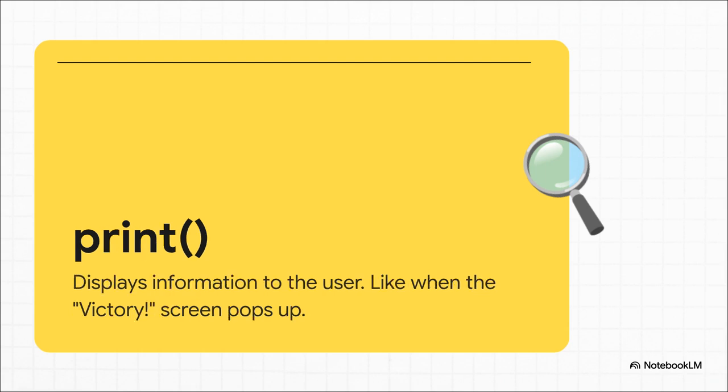And the other side of that coin? That's output. For this, we use the print command. Its job is to show information back to you. So remember that victory screen we talked about, the one that pops up after you just crushed a match? Yep, that's the print command doing its thing. It's really that simple. Input is you talking to the computer, and print is the computer talking back.